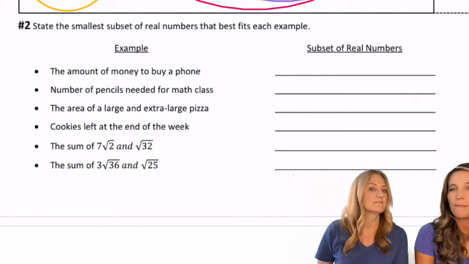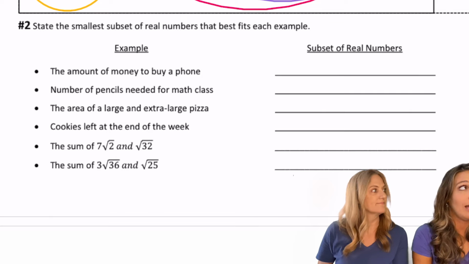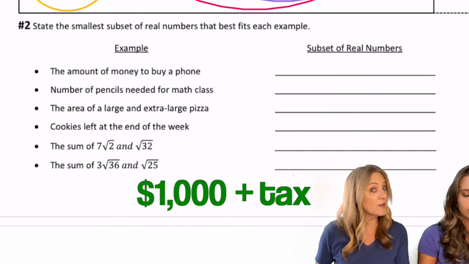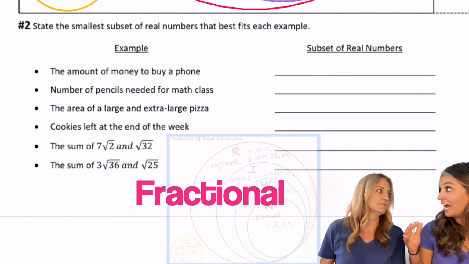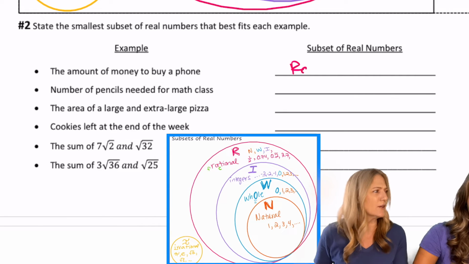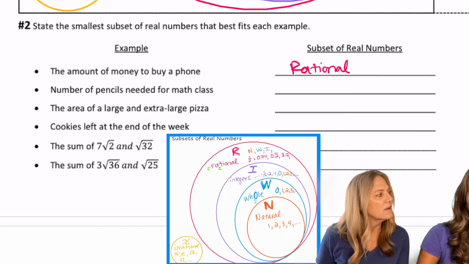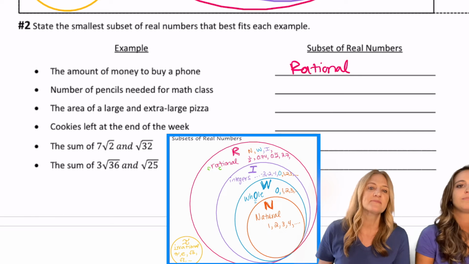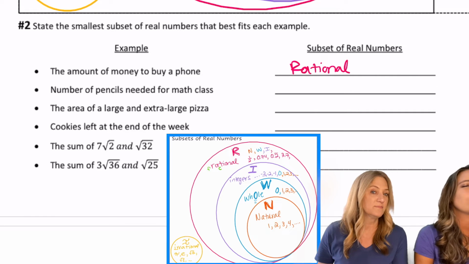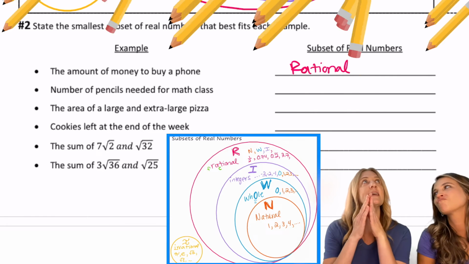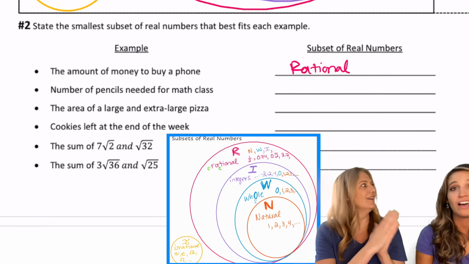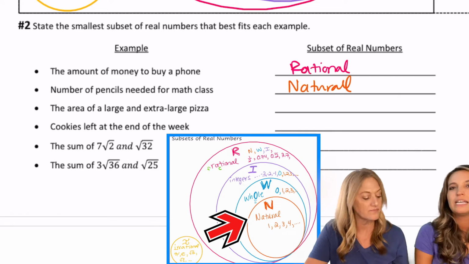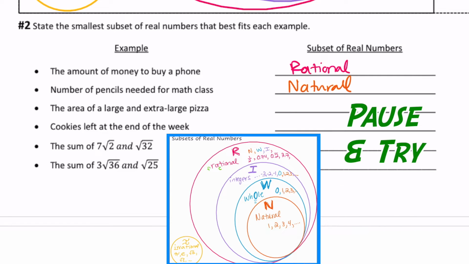This first one, the amount of money to buy a phone. Well, I want the new iPhone. That's about $1,000. Yes, plus tax, therefore decimal. Decimal, fractional, rational. Yeah, why isn't it irrational though? Well, we'd end at the hundreds place. Okay, so it terminates, so rational. Next example. Number of pencils needed for the math class. I say infinity. We're gonna need a lot of pencils. You'll at least need some. Yes, so natural. Take a moment to try the next 4.